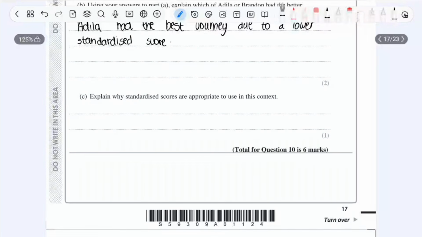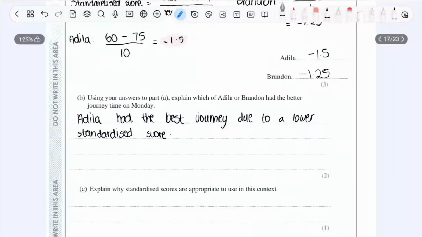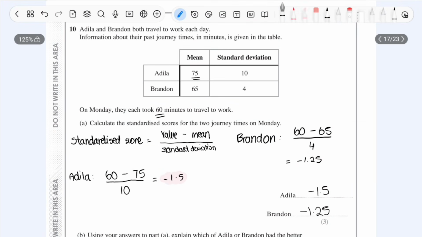Part C. Explain why standardized scores are appropriate to use in this context. The formula basically shows the values, the mean and the standard deviations, so all 3 components are satisfied there. But the main key component is that we can see the means and the standard deviations are different.